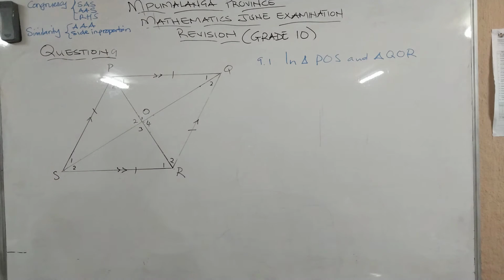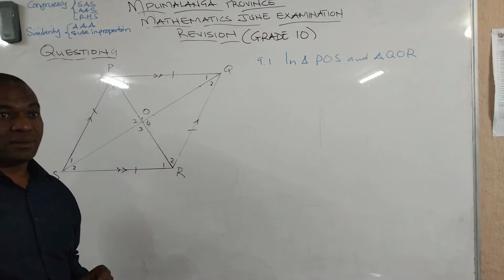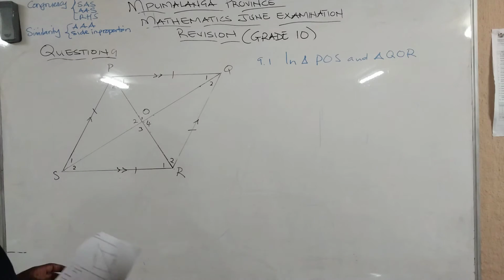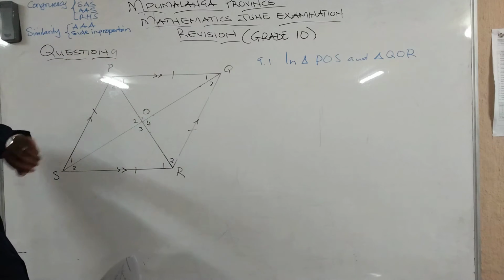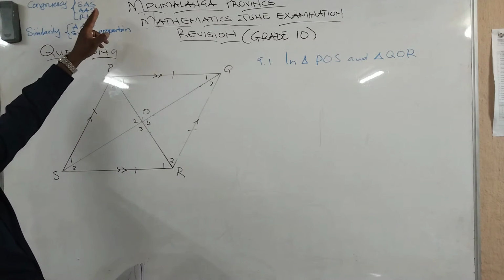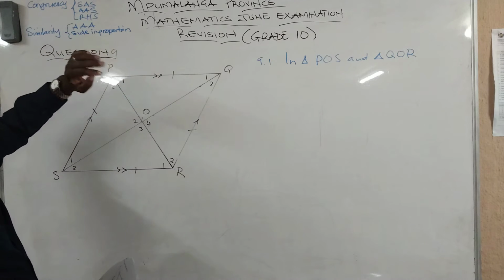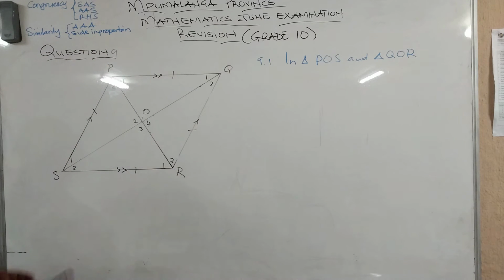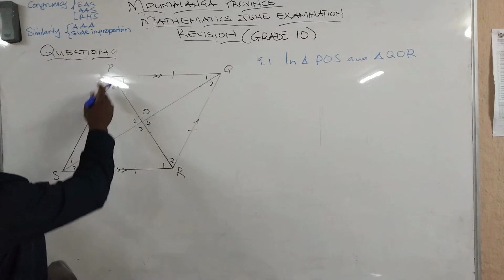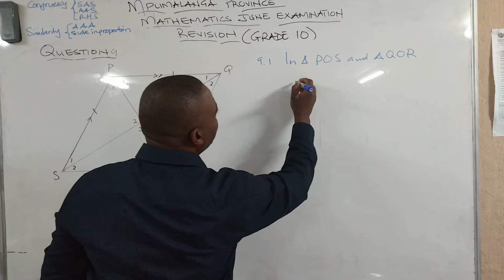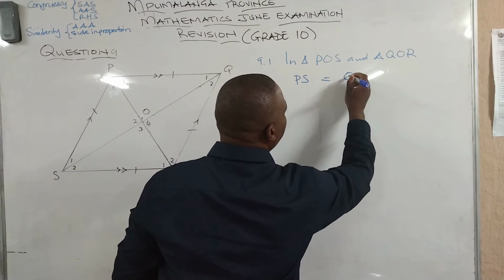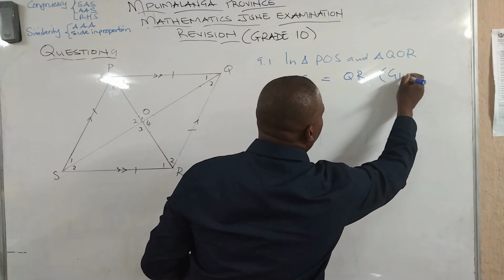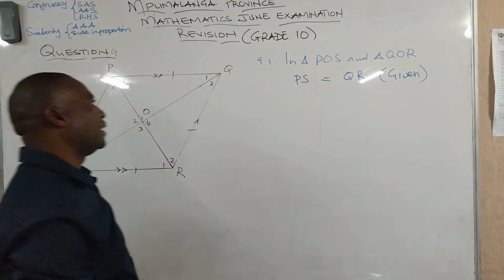Also remember, you are proving congruence. And when you are proving congruence, you can either go for side, side, side, side, angle, side, angle, angle, side, then RHS. Those are the four conditions that you can adopt when proving congruence. Alright, so PS is equal to QR. As simple as it is, it's given.